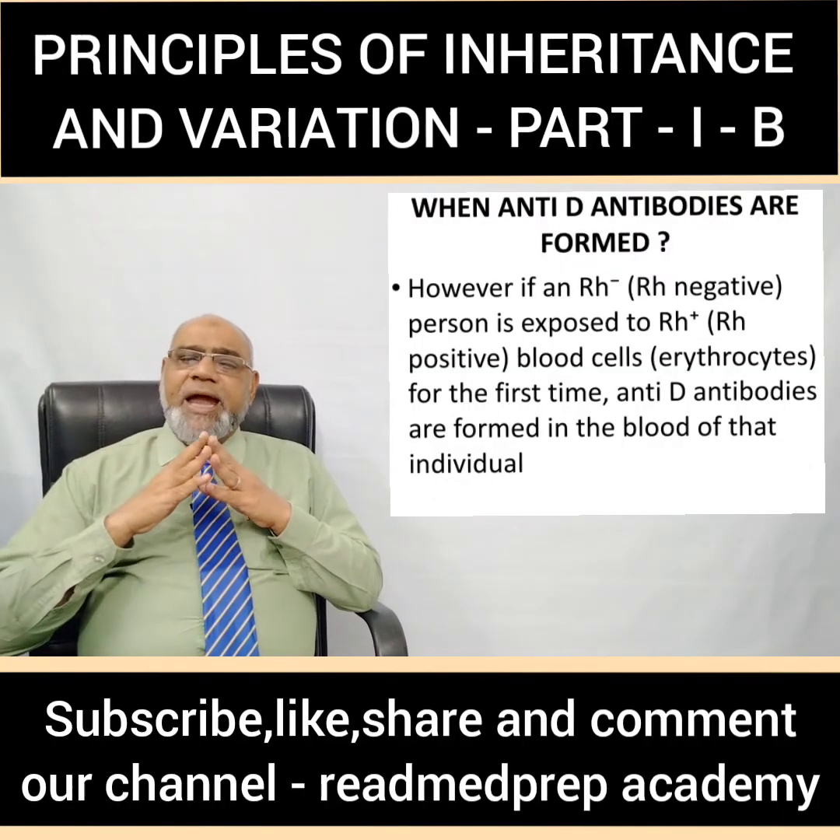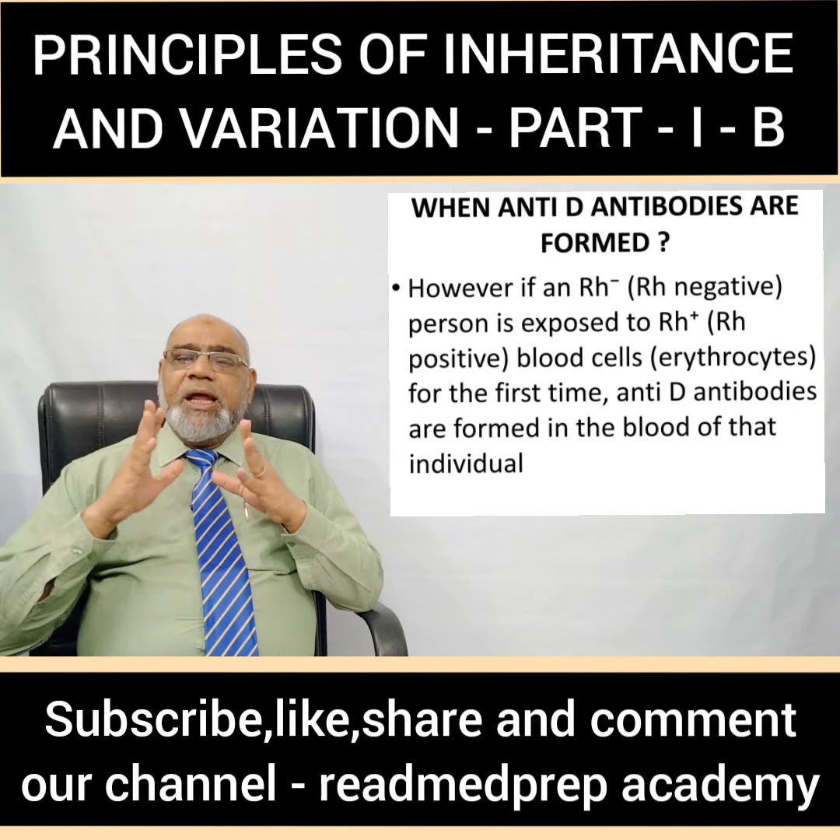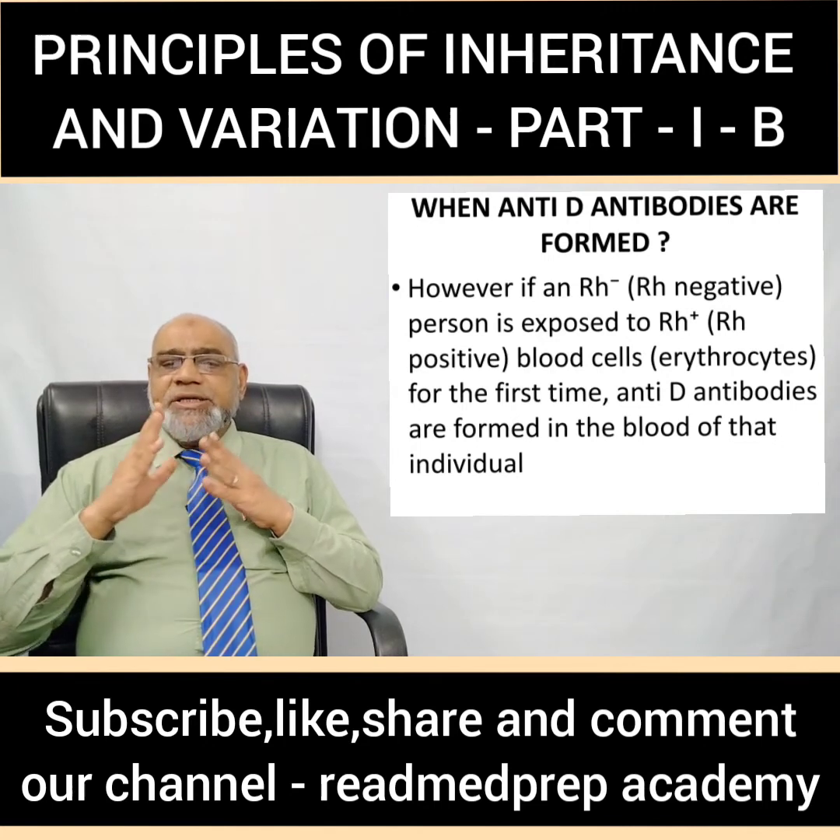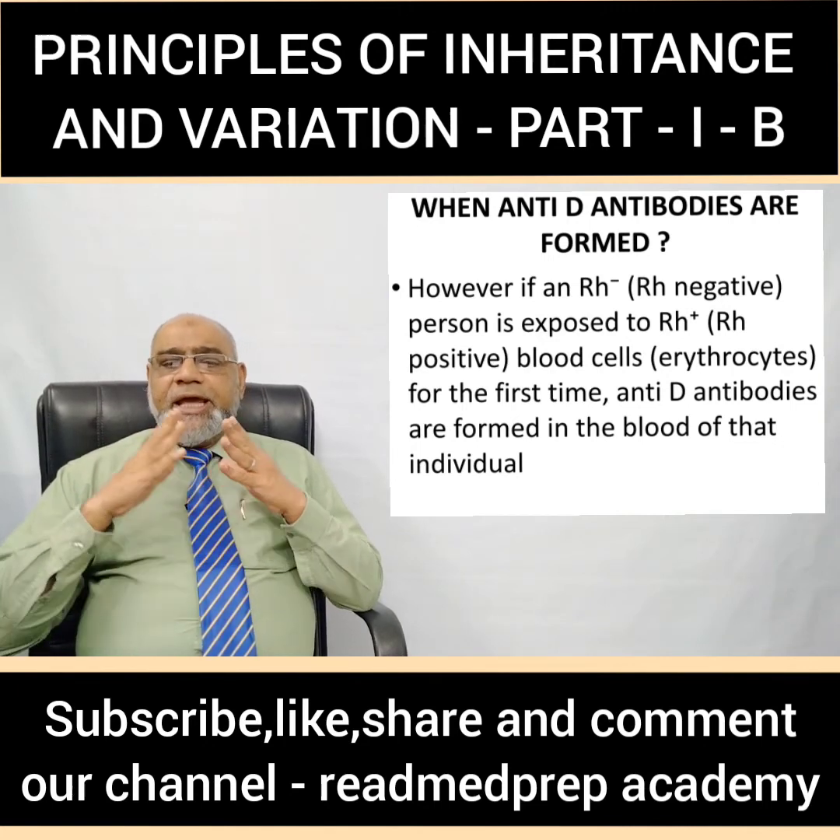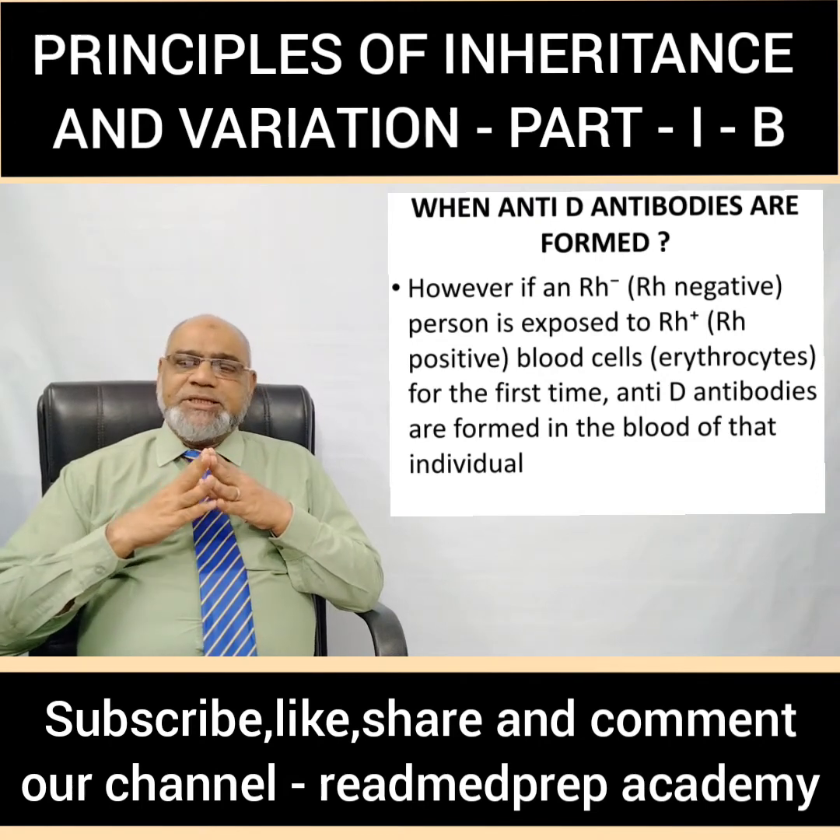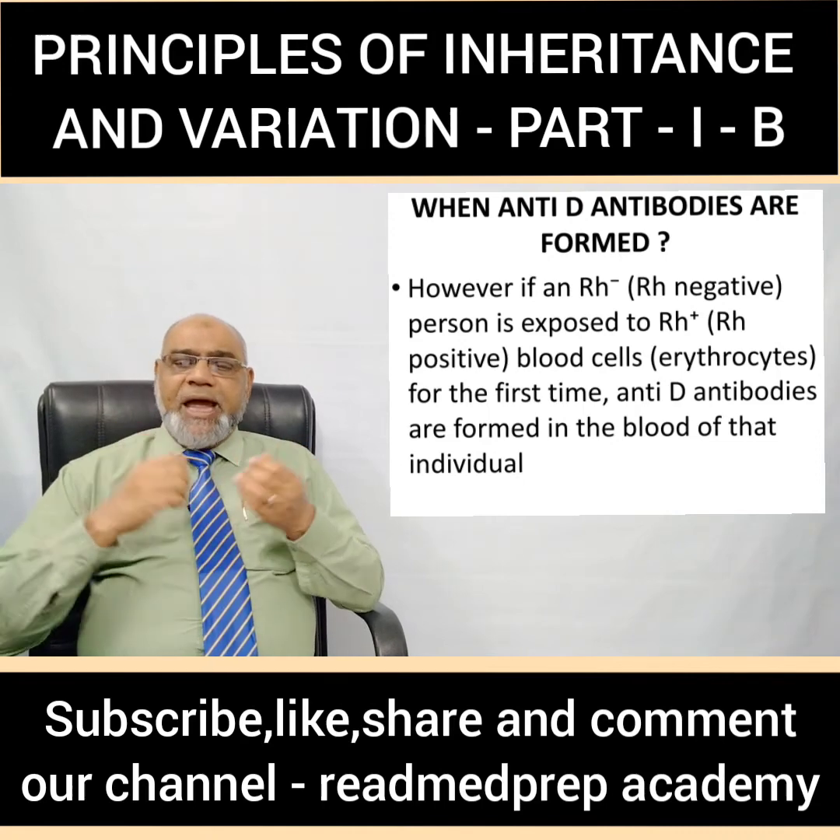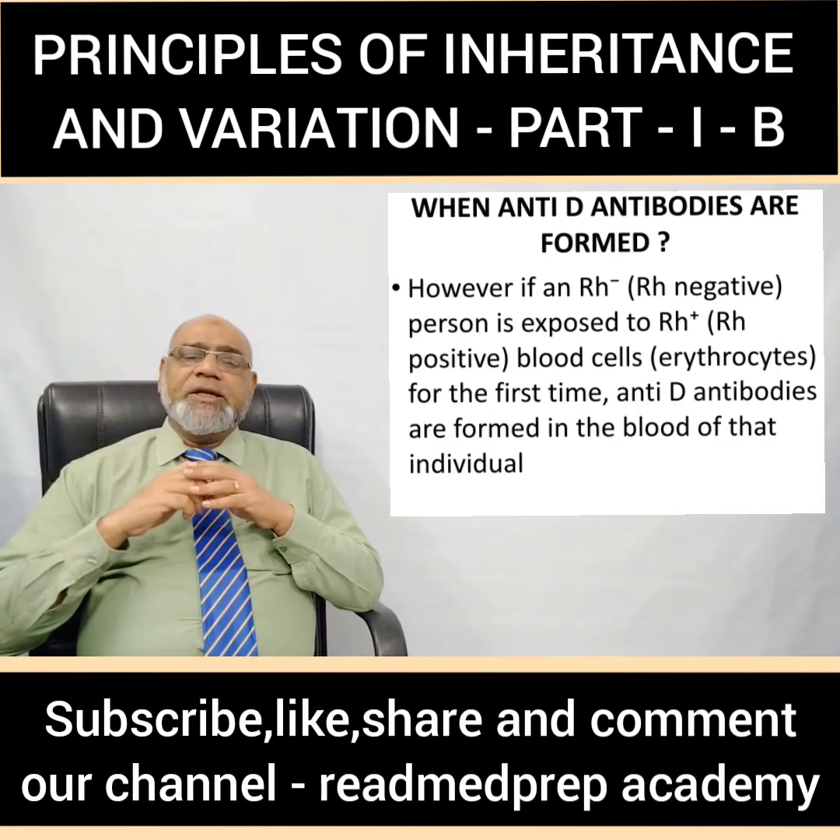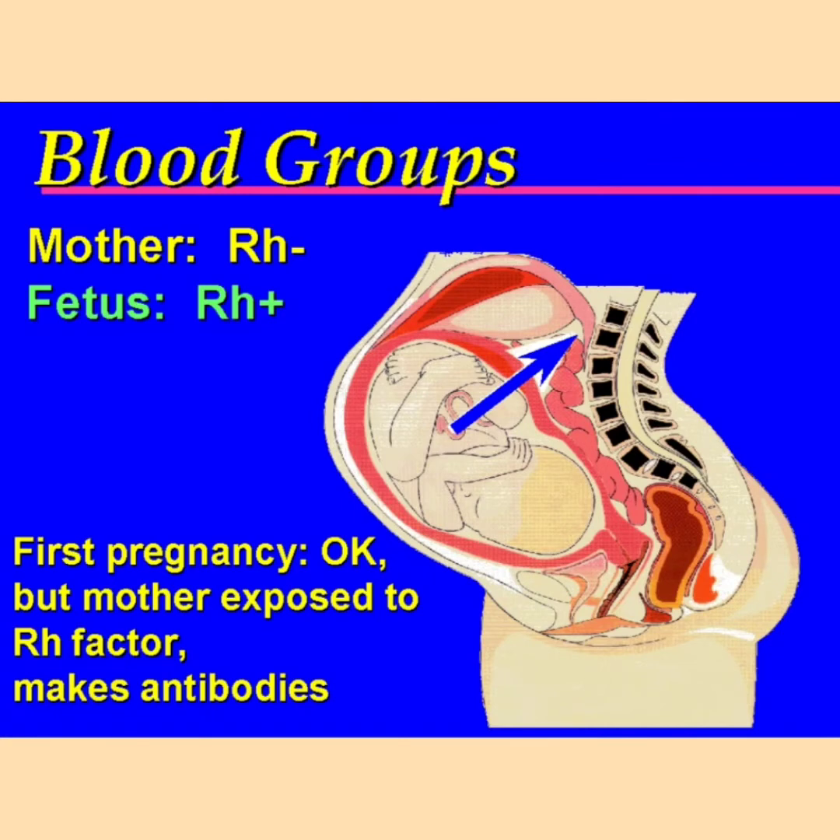When are anti-D antibodies formed in the body? If an Rh negative person is exposed to Rh positive blood cells or erythrocytes for the first time, anti-D antibodies are formed in the blood of that individual. For example, if an Rh negative mother bears a fetus of an Rh positive child, in the first pregnancy the mother is exposed to the Rh factor and makes antibodies to the Rh factor.